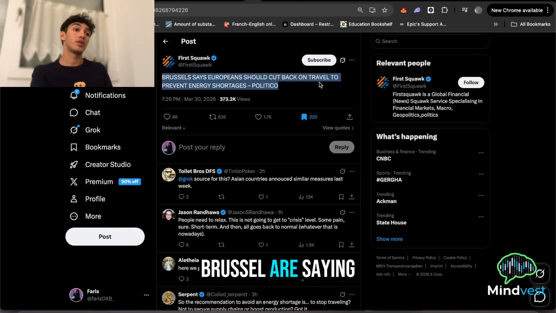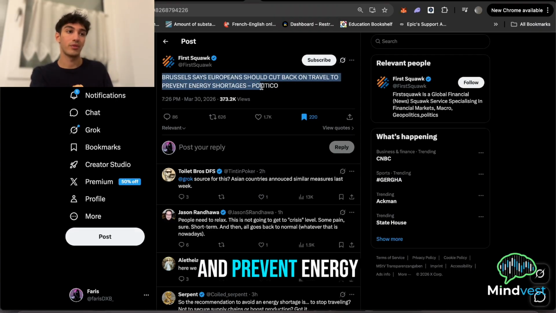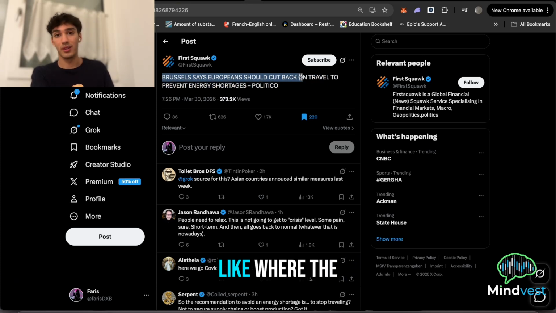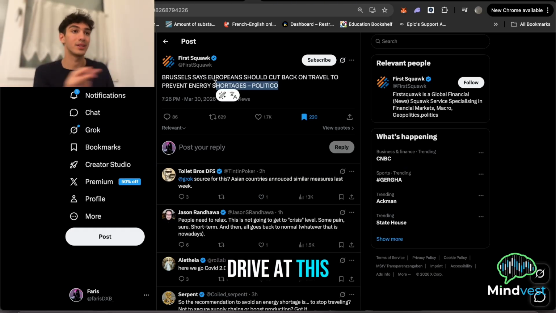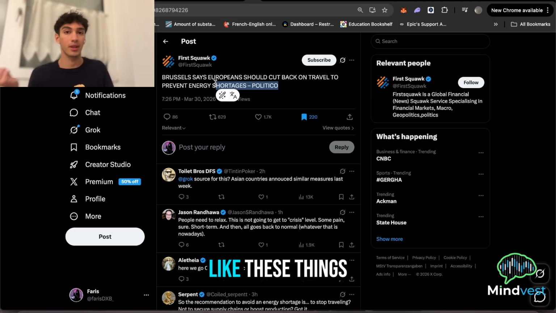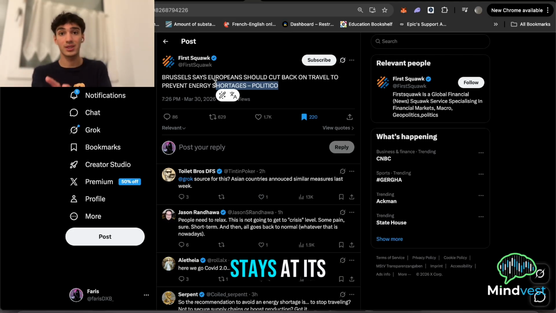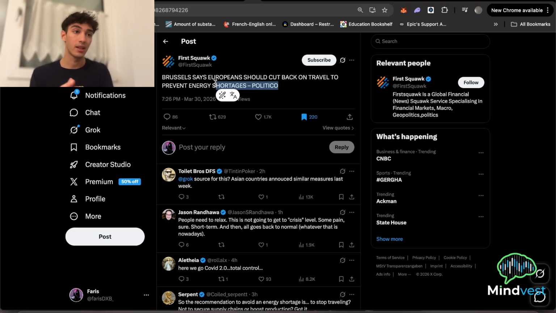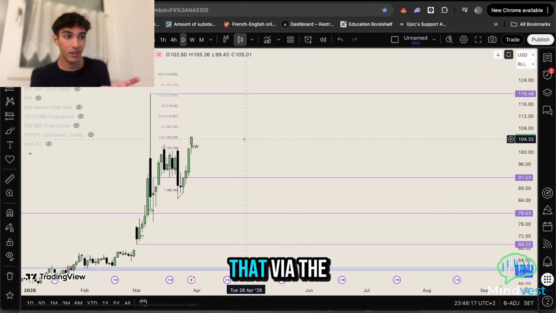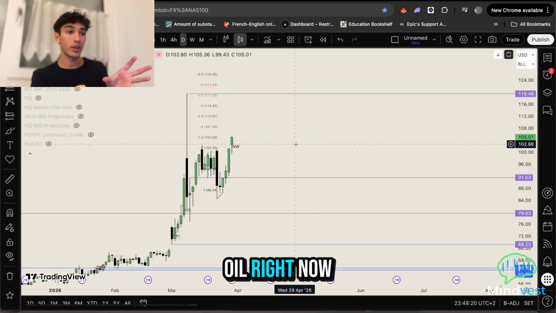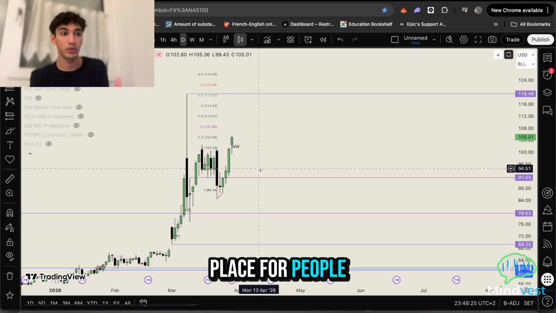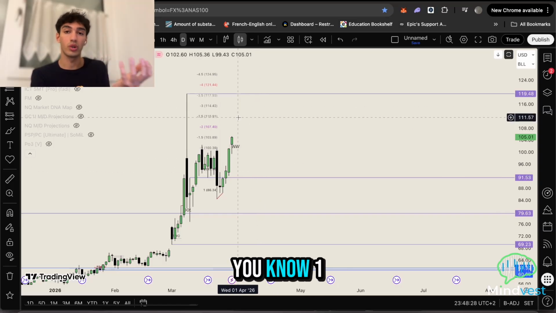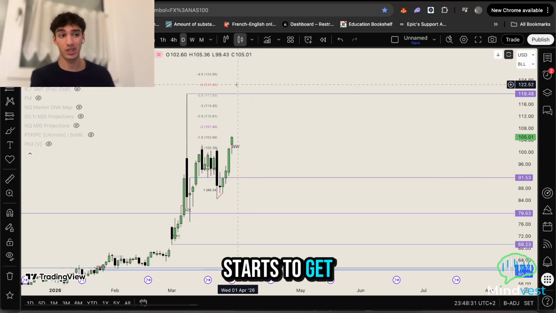You can already see Brussels saying that Europeans should cut back on travel and prevent energy shortages. This is number one, where the European countries are saying to cut back, right? Less travel, less cars. They might put laws where you can't drive at this time, to save energy at this time. These things will happen if this war stays at its current pace or escalates. And you will be able to tell that via the oil. And oil right now, even if it does retrace back below 100 into this gap, it's just a place for people to buy, and it will go trade higher to 110, 120. That's when things start to get bad.